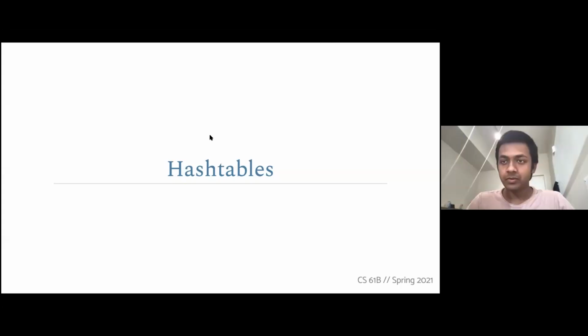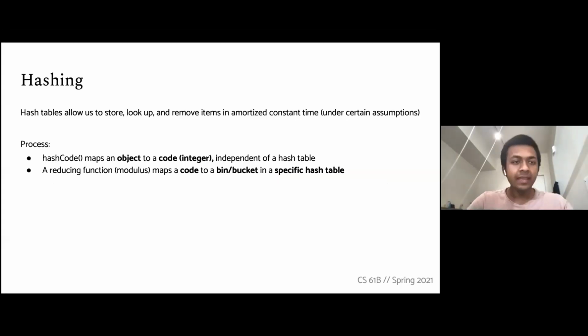Cool. So we're going to be going over hash tables first. And the general idea of hash tables is that they allow us to store, look up, and remove items in essentially constant time. It's amortized. And in case you don't remember, the general structure of a hash table is there's a bunch of bins that we put items into. And the way we do this is we first have a hash code, which maps any object to a specific integer, right? And this part is irrelevant of the hash table, right? You can have any function that just generates an integer based on an object.